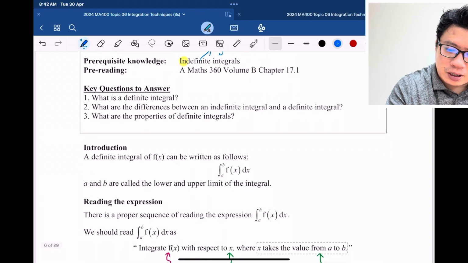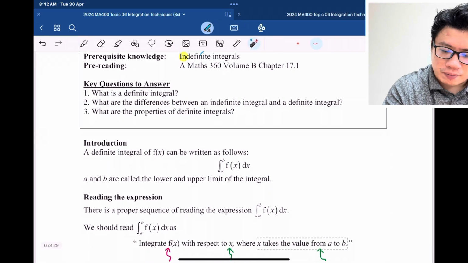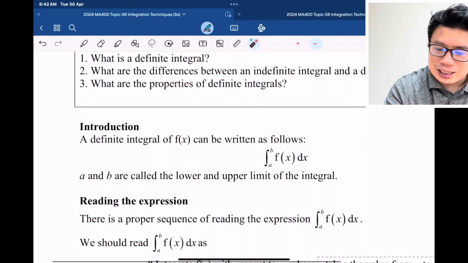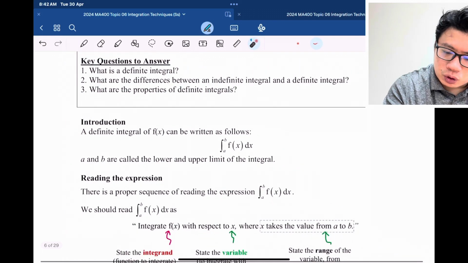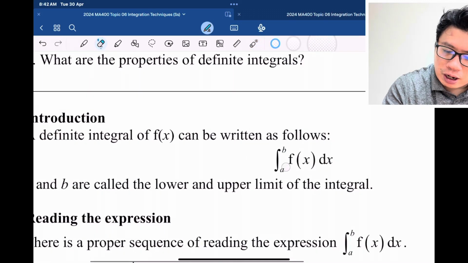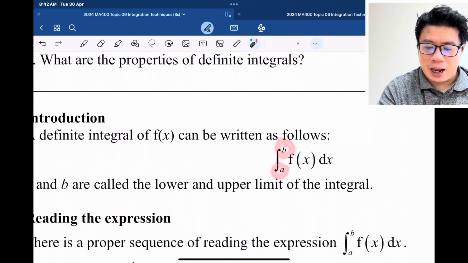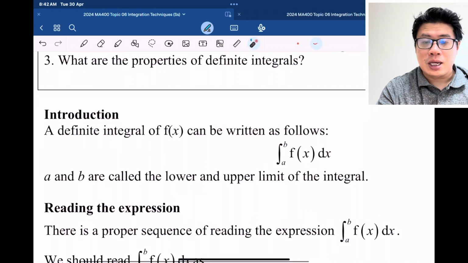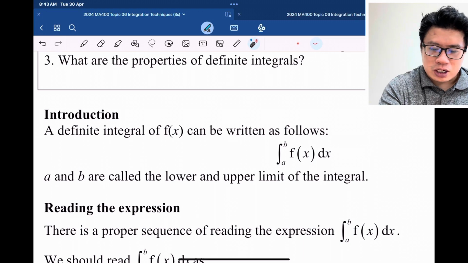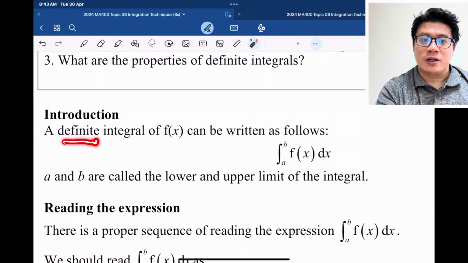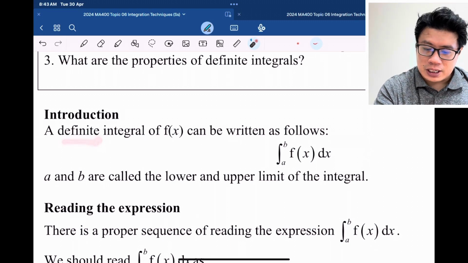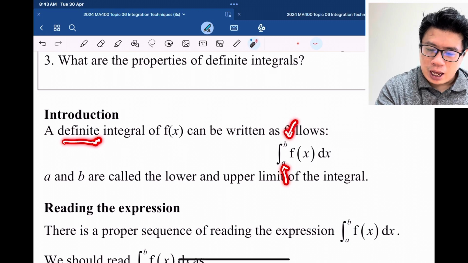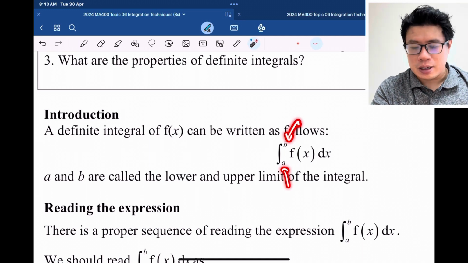The difference between definite and indefinite is that in topic 6 part 2, you will see two extra numbers on the right hand side of the integral sign, a and b. These a and b are the new thing. This is what makes the integral definite. When they put limits here, we call them the upper and lower limit. a is the lower limit and b is the upper limit.